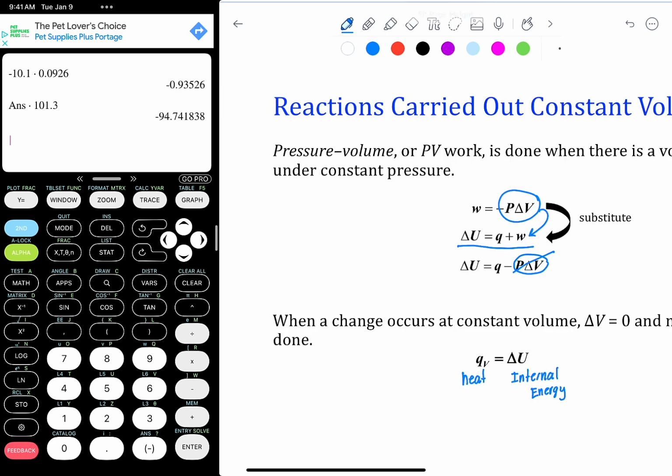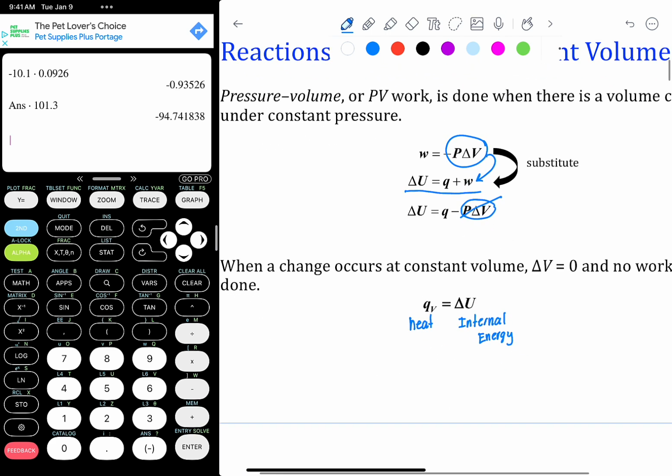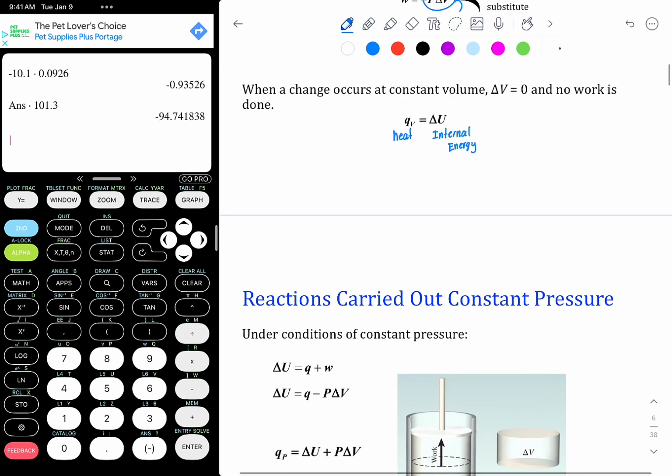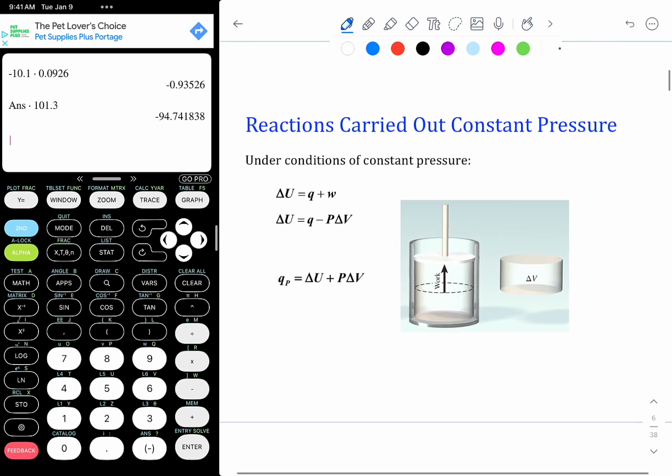So if there's no volume change, then we get heat is equal to internal energy. So when we're working with this equation, we are always going to be working with constant pressure and a volume change. So here's our equation again for our internal energy relating to Q and P delta V work.